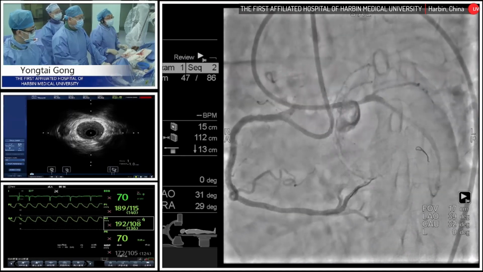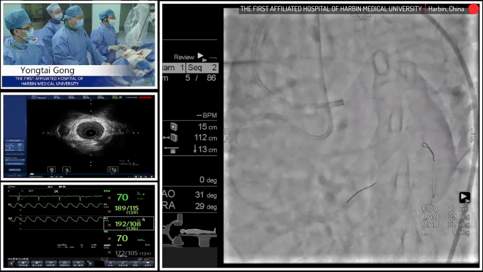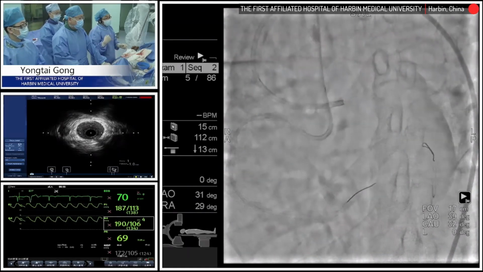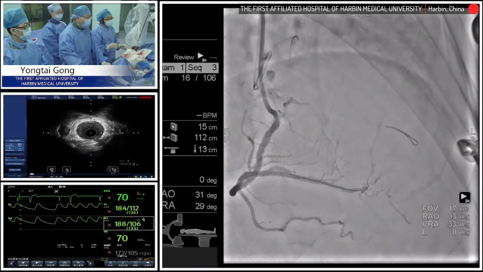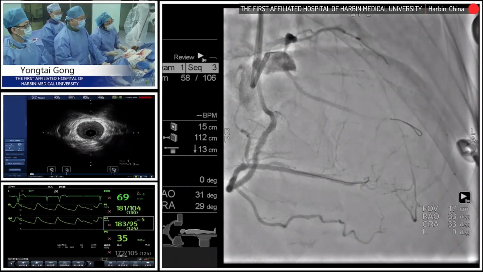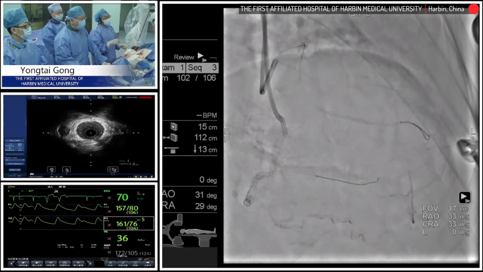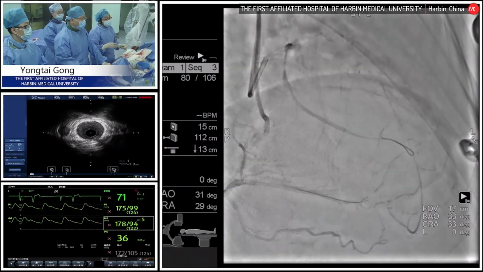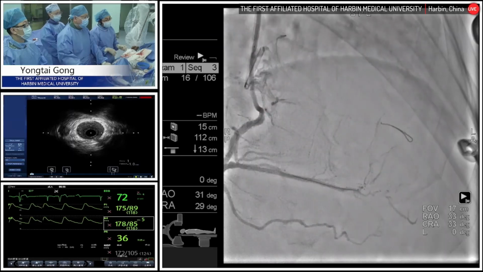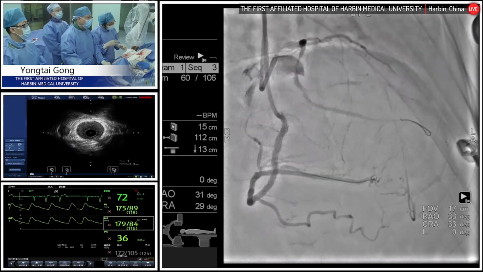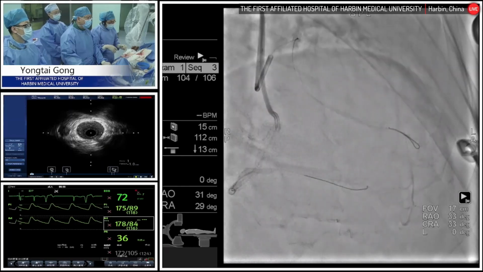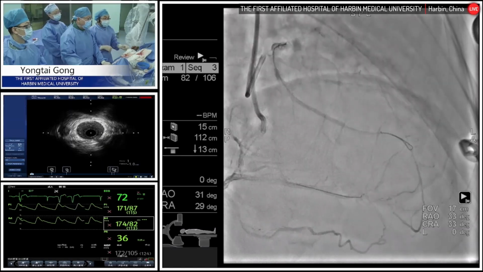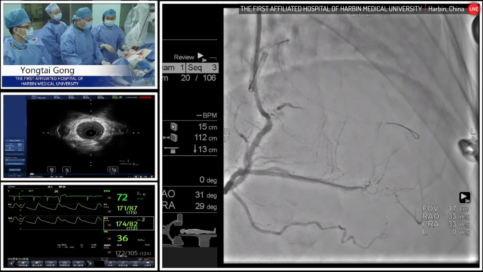And the risk of this lesion is that if the retrograde or the antegrade wire crosses the lesion in the subintimal space, at the opposite side of the carina of the circumflex and LAD, after stent deployment and implantation, the large branch may be lost, and it will induce a very dangerous complication.